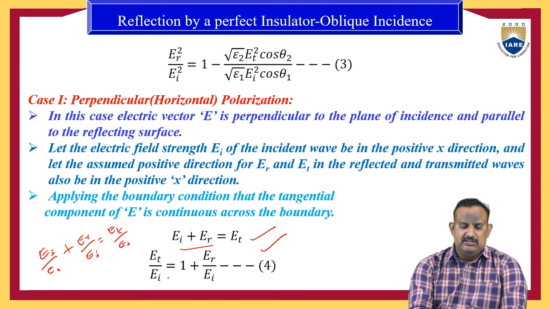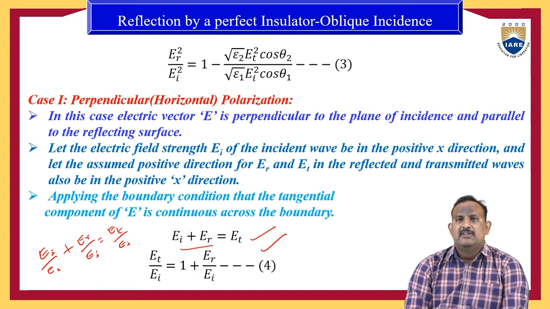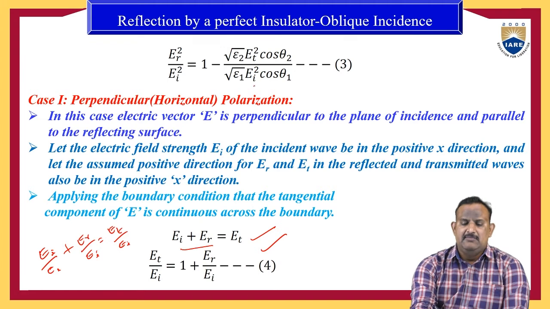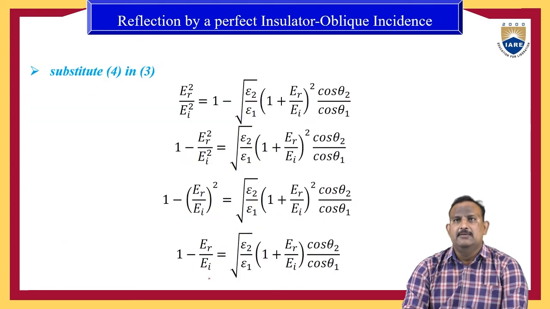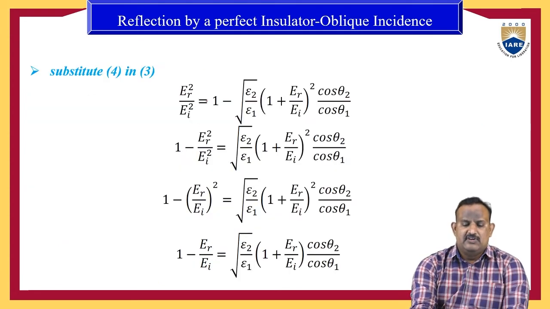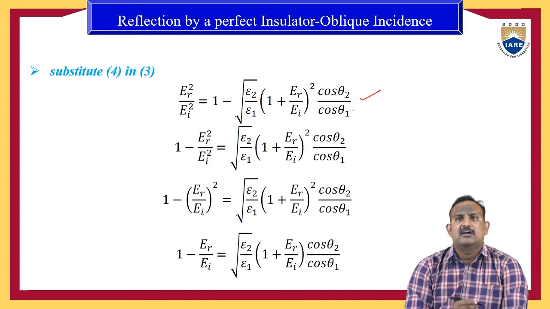Now we can substitute ET by EI is equal to 1 plus ER by EI in equation 3. In equation 3 we have ET by EI whole square. Therefore, we need to substitute 1 plus ER by EI whole square in equation 3. Therefore, ER square by EI square equal to 1 minus root of epsilon 2 by epsilon 1 into 1 plus ER by EI whole square into cos theta 2 by cos theta 1.